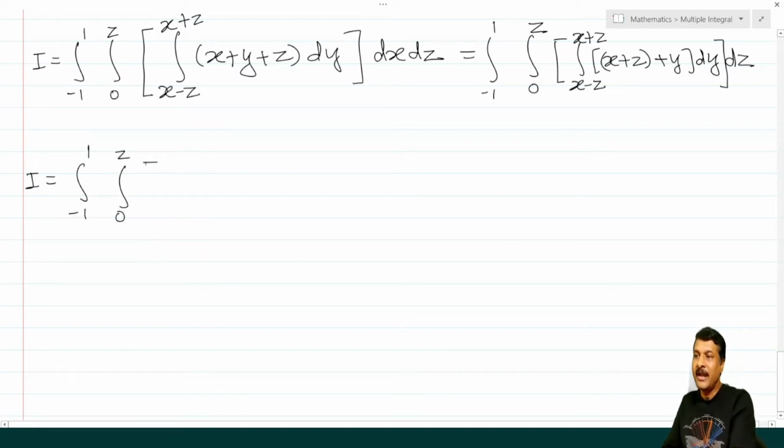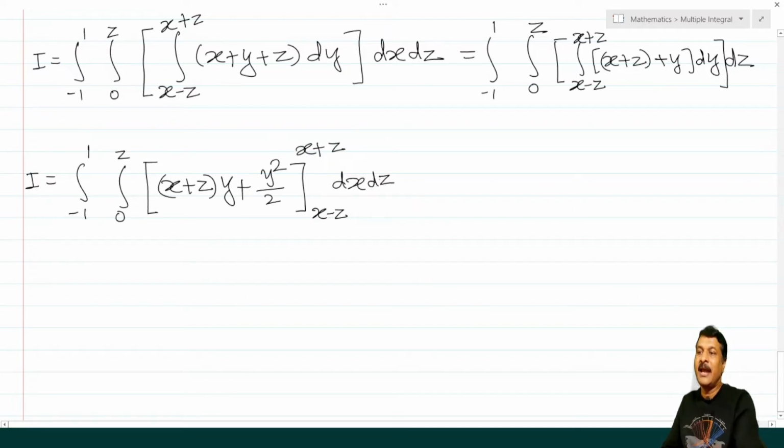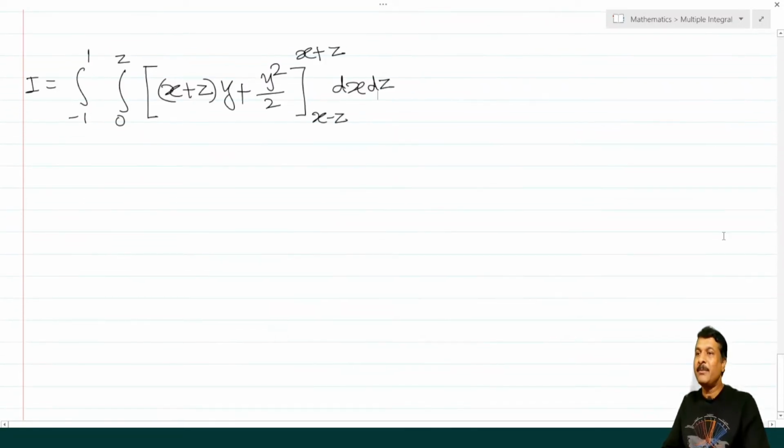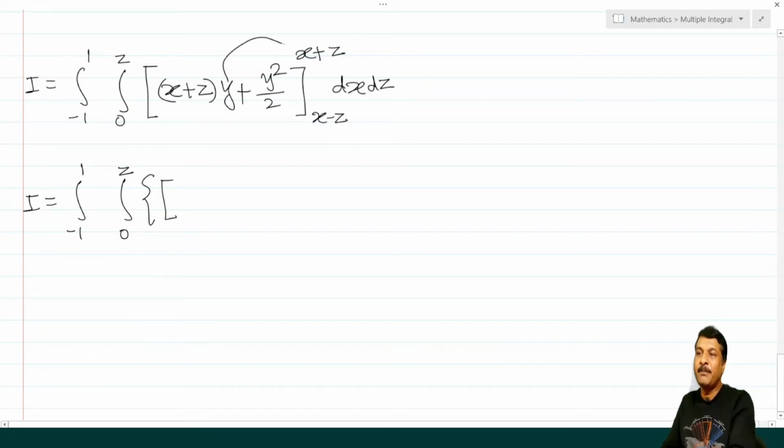So here I am getting I equal to integration minus 1 to 1, inner integration 0 to z, and here this x plus z constant into dy means y, plus integration of y is y square by 2, lower limit x minus z, upper limit x plus z, and here dx dz as it is. Now substitute upper limit minus lower limit. So I equal to minus 1 to 1, inner integral 0 to z, upper limit here y replaced by upper limit. So x plus z into x plus z.